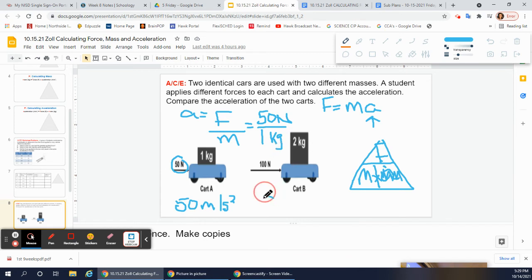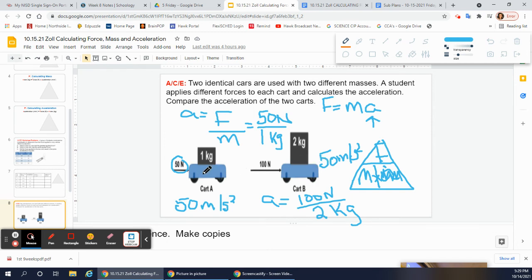So in this situation, you'd go acceleration equals, what's your force? Here your force this time is 100 newtons divided by the mass. The mass of your cart is 2 kilograms. Okay, and you would do your division. Again, you can use a calculator, but we don't even really need one here. 100 divided by 2 is 50. So the acceleration of cart B is also 50 meters per second squared. So each cart has the same acceleration, 50 here and 50 here.